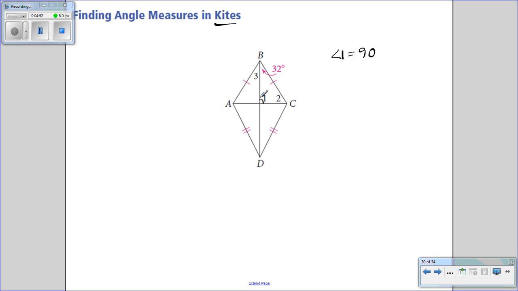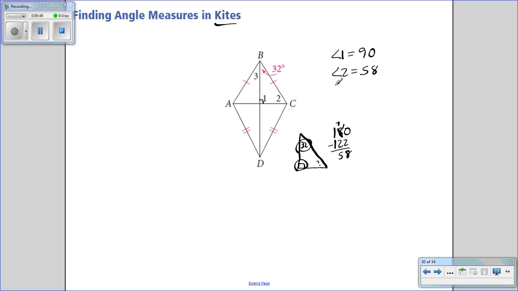Now angle 2. Angle 2 is inside of a triangle. So I'm going to take that triangle out and redraw it. We have a 90-degree angle, which was angle 1. That tells me 32 degrees is right here. And then we have this angle 2, which is our question. I know angles in a triangle add up to 180. So I'm going to add 32 and 90. That's going to give me 122. So subtract that from 180. That gives 58 degrees. Angle 2 is 58 degrees.